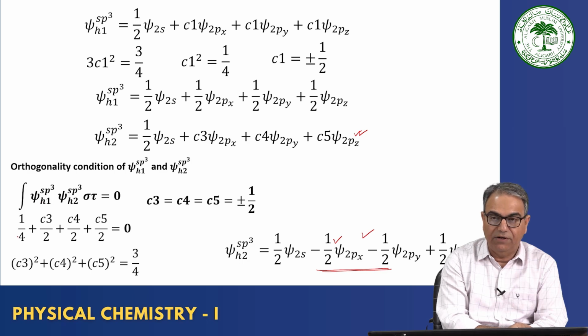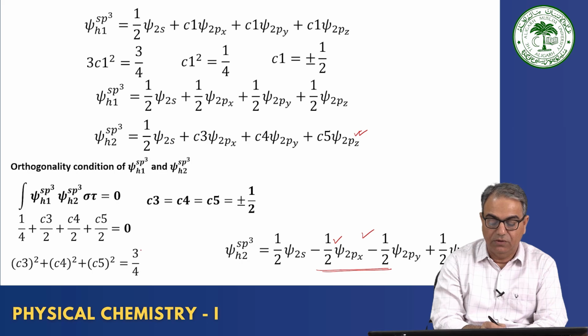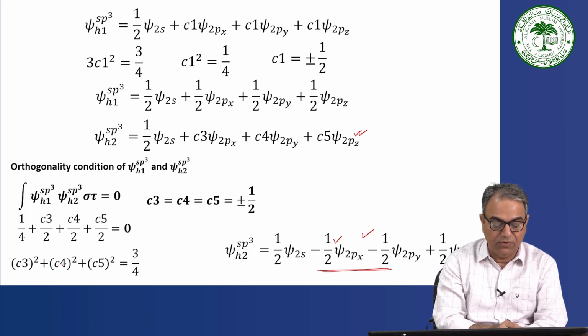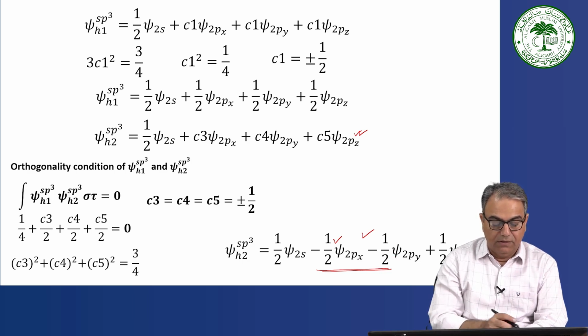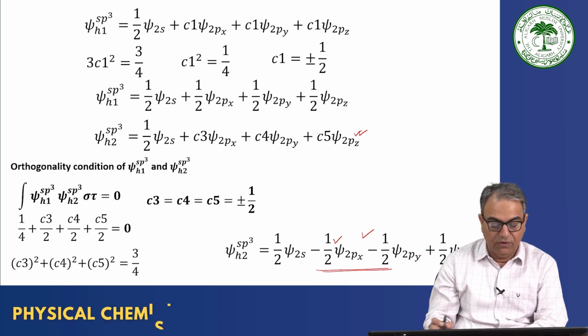And so it will be 1 by 4 plus c3 square by 2 plus c4 square by 2 plus c5 square by 2 is equal to 0. Okay, and then it means c3 square plus c4 square plus c5 square is equal to 3 by 4. So c3 is equal to c4 is equal to c5 is equal to plus minus 1 by 2. Okay, and this will become 0 only when you take 2 of these equal to this one. 2 of this is equal to 1 by 4 plus 1 by 2 plus 1 by 2 plus 1 by 2 is equal to 0.